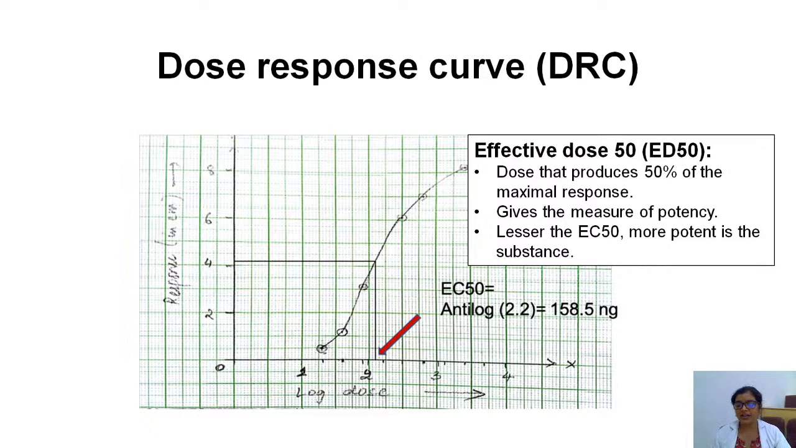If EC50 is less, the potency is more. But I have seen in some books that EC50 is defined as the potency. I want to tell you, potency is always a relative term. You cannot define potency for any substance. You can only say it is more potent or less potent. You cannot say that its potency is 158.5 nanogram. That is wrong. It is more potent than a drug whose EC50 would be 170, but you cannot say that this is potency, this is EC50.